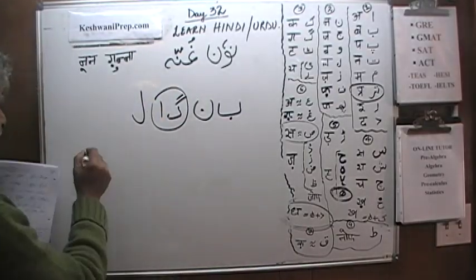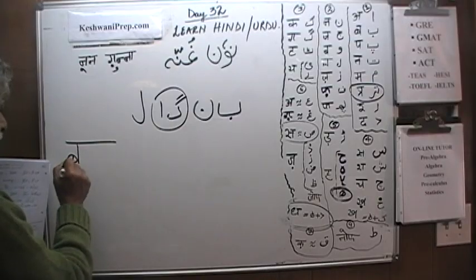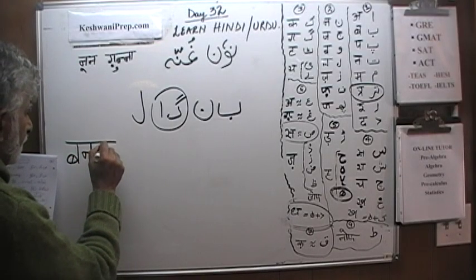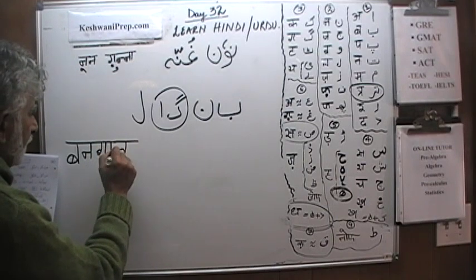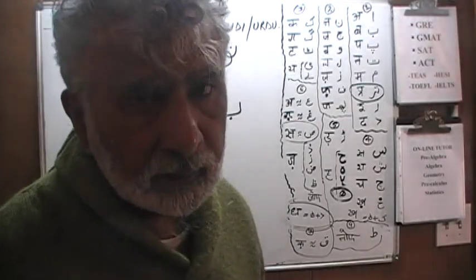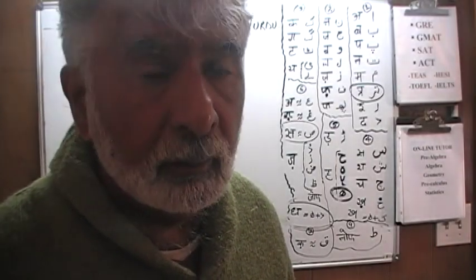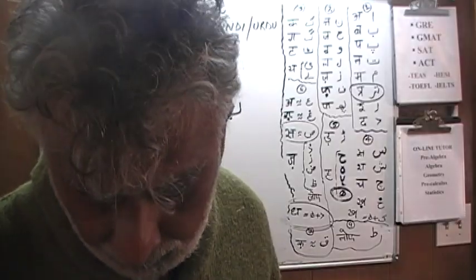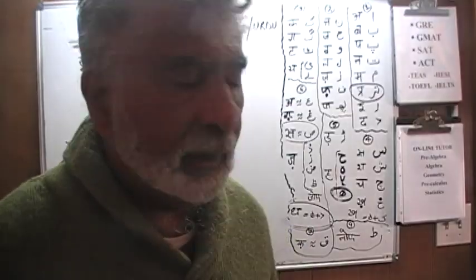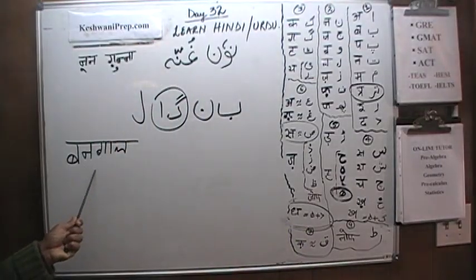Let's write them in Hindi. B, N, Ga, La. The word we are looking for is not Bengal. We're not looking for Bengal. The word we're trying to write is Bengal, not Bengal. Bengal is how we would say it in English. Bengal, not Bengal. We're not looking for Bengal, we're looking for Bengal.